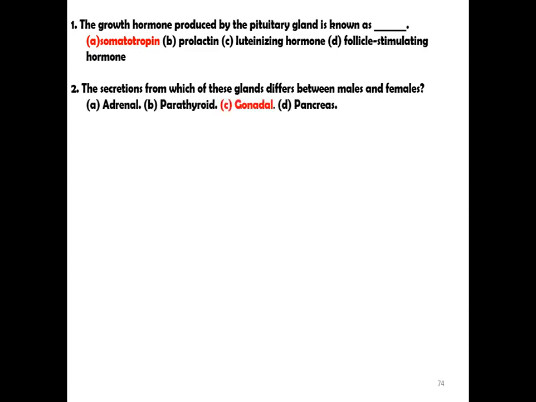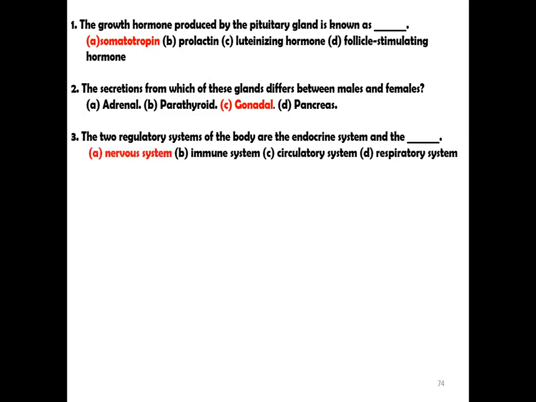Now next one is the question bank. For first question, the growth hormone produced by the pituitary gland is known as somatostatin. The secretion from which of these glands differs between males and females? Answer is gonad. Now next question, the two regulatory systems of the body are the endocrine system and the nervous system.